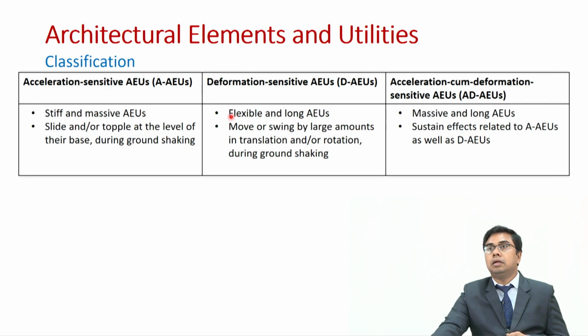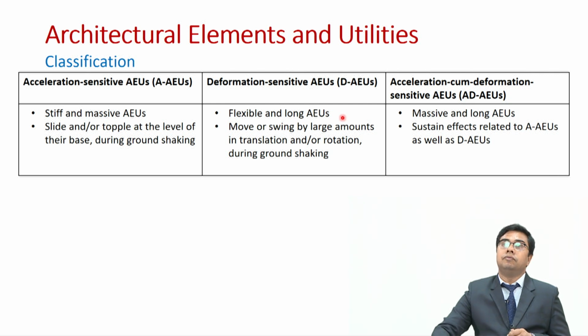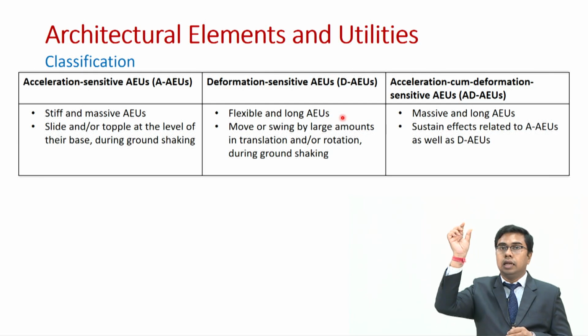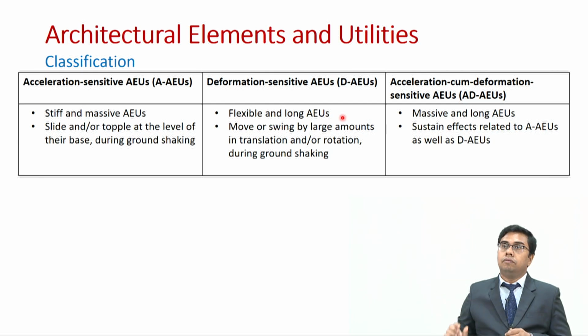At the same time, there will be some flexible and long AEUs, like we have a chandelier or we have a pipeline which is connected at 2 points of the building. Then in that case, the safety of that pipeline will depend on the structural deformation in the building, that is the displacement between those 2 points. How do those 2 points move with respect to each other?